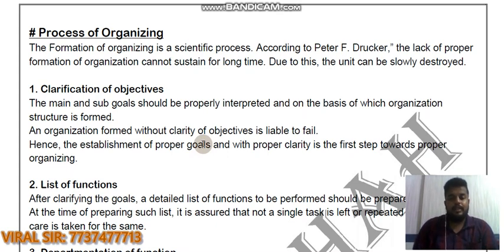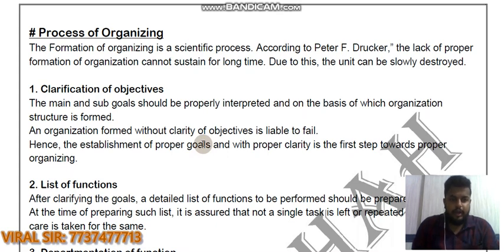Okay, students, as told in earlier videos also, whenever we are starting with any kind of process, we need to maintain the sequence. The sequence should not be broken. We did this while studying the process of planning. Now while studying the process of organizing, we need to follow the sequence. Now let us understand what the process of organizing is and how it is done.